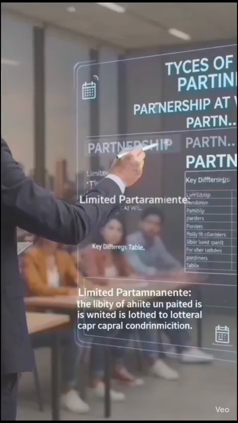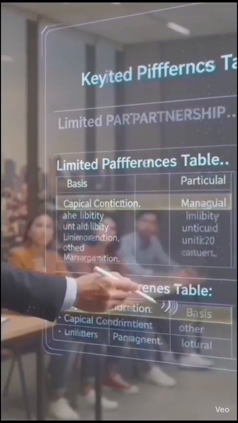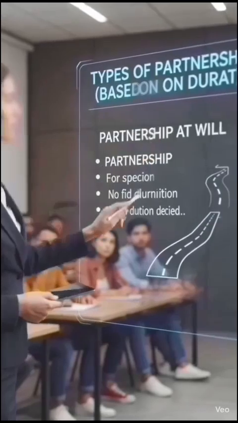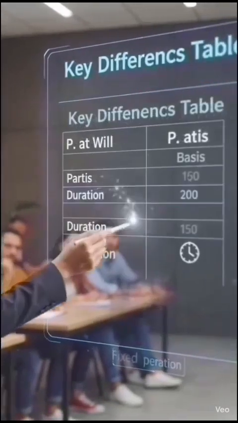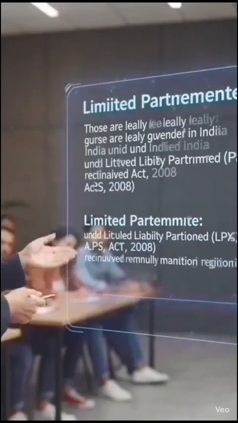Limited partnership. The liability of at least one partner is unlimited, while the liability of other partners is limited to their capital contribution. These are legally governed in India under the Limited Liability Partnership Act, 2008, and require mandatory registration.